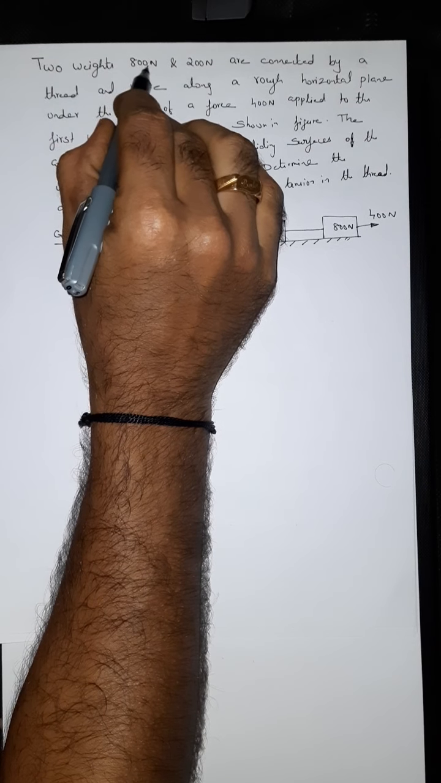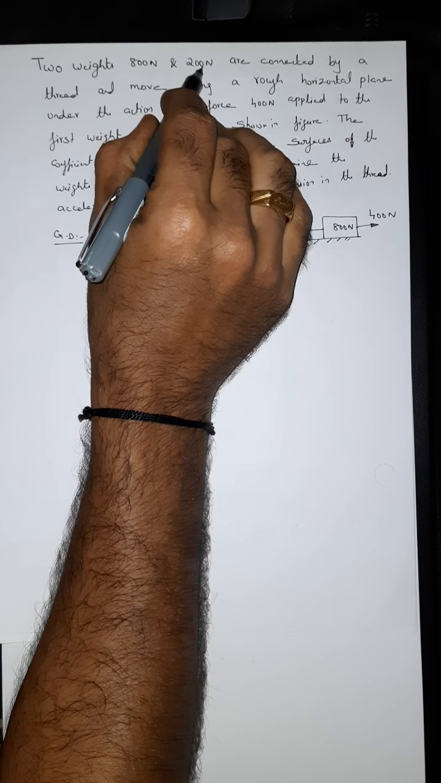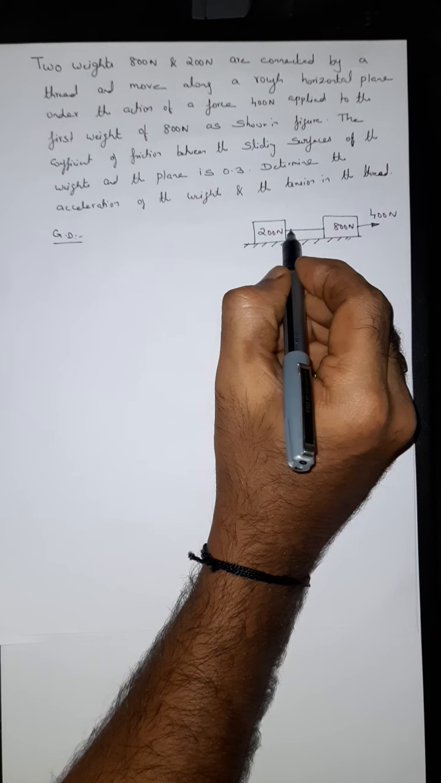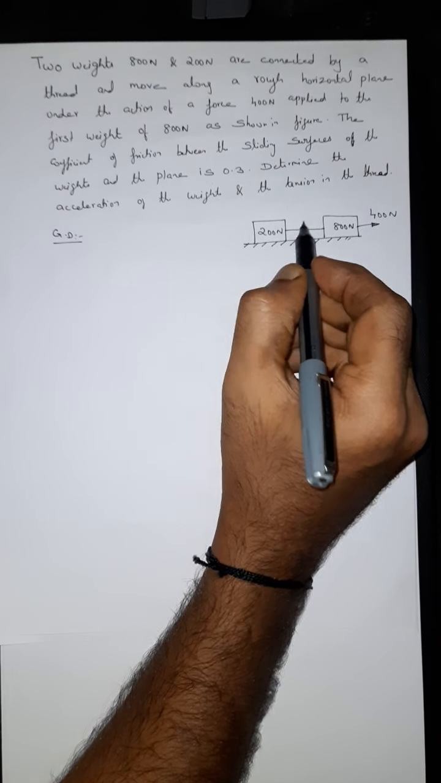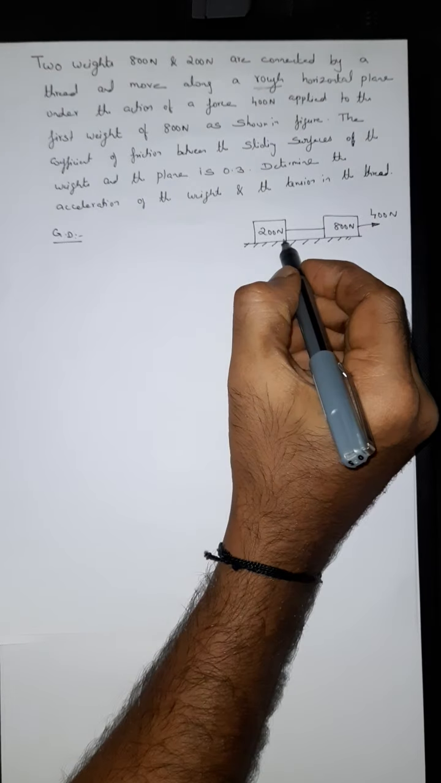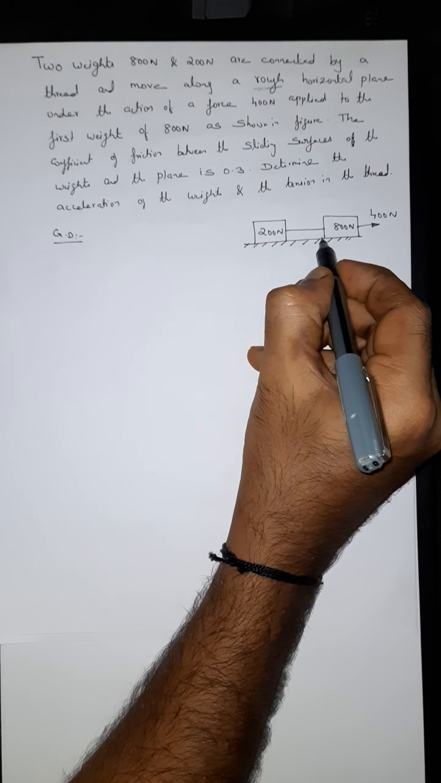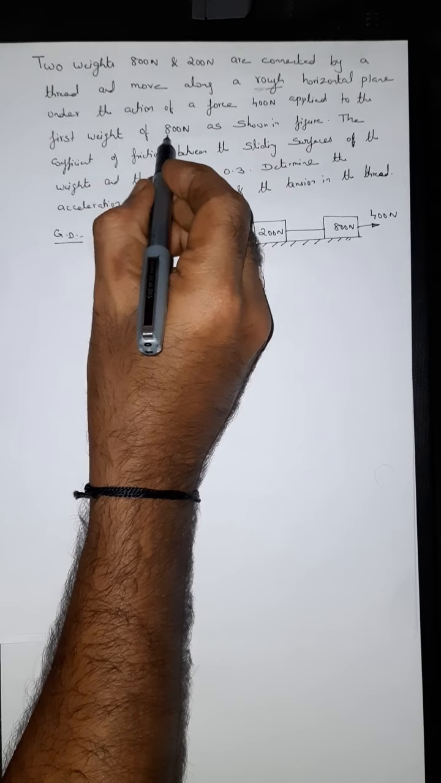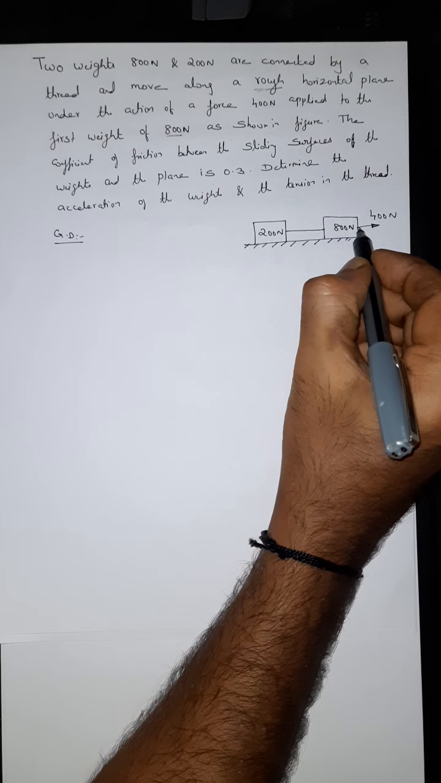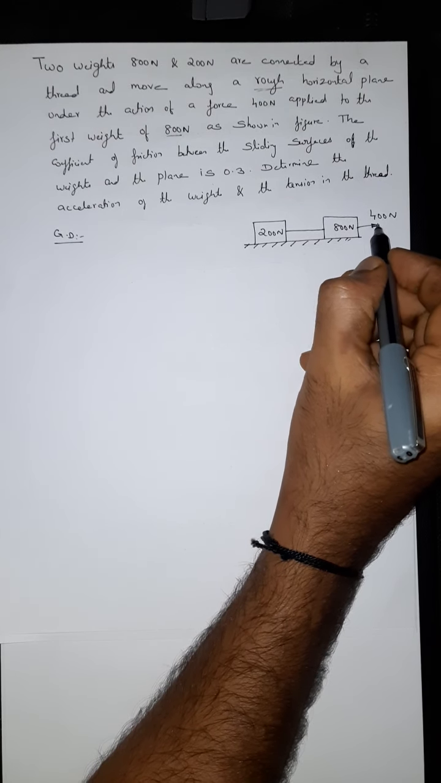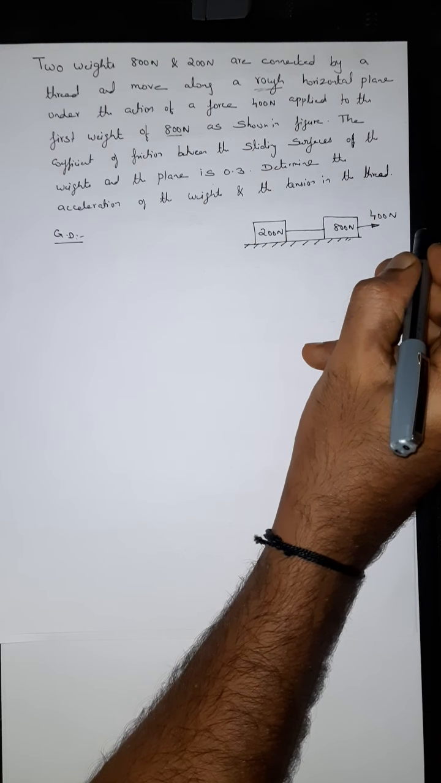Two weights, 800 Newton and 200 Newton, are connected by a thread. So the 200 Newton block and the 800 Newton block are connected by means of a thread and move along a rough horizontal plane. So this plane is a rough surface, under the action of force 400 applied to the first weight 800. So an external force is applied to pull the block in the right hand direction.